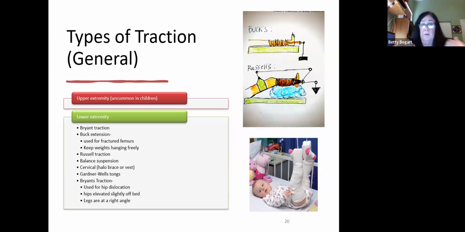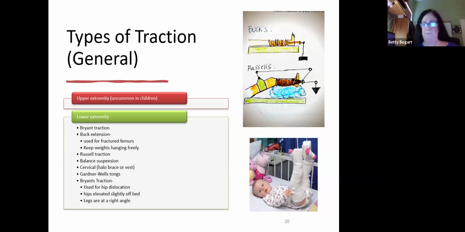And what is our job? Checking neurovascular signs, making sure the toes are still pink, still movable, still have pulses down there. And if we don't feel a pulse and we see pale little toes, we're calling the doctor immediately. There's something wrong with blood flow. Now, another one that we have is something called Bryant's traction.